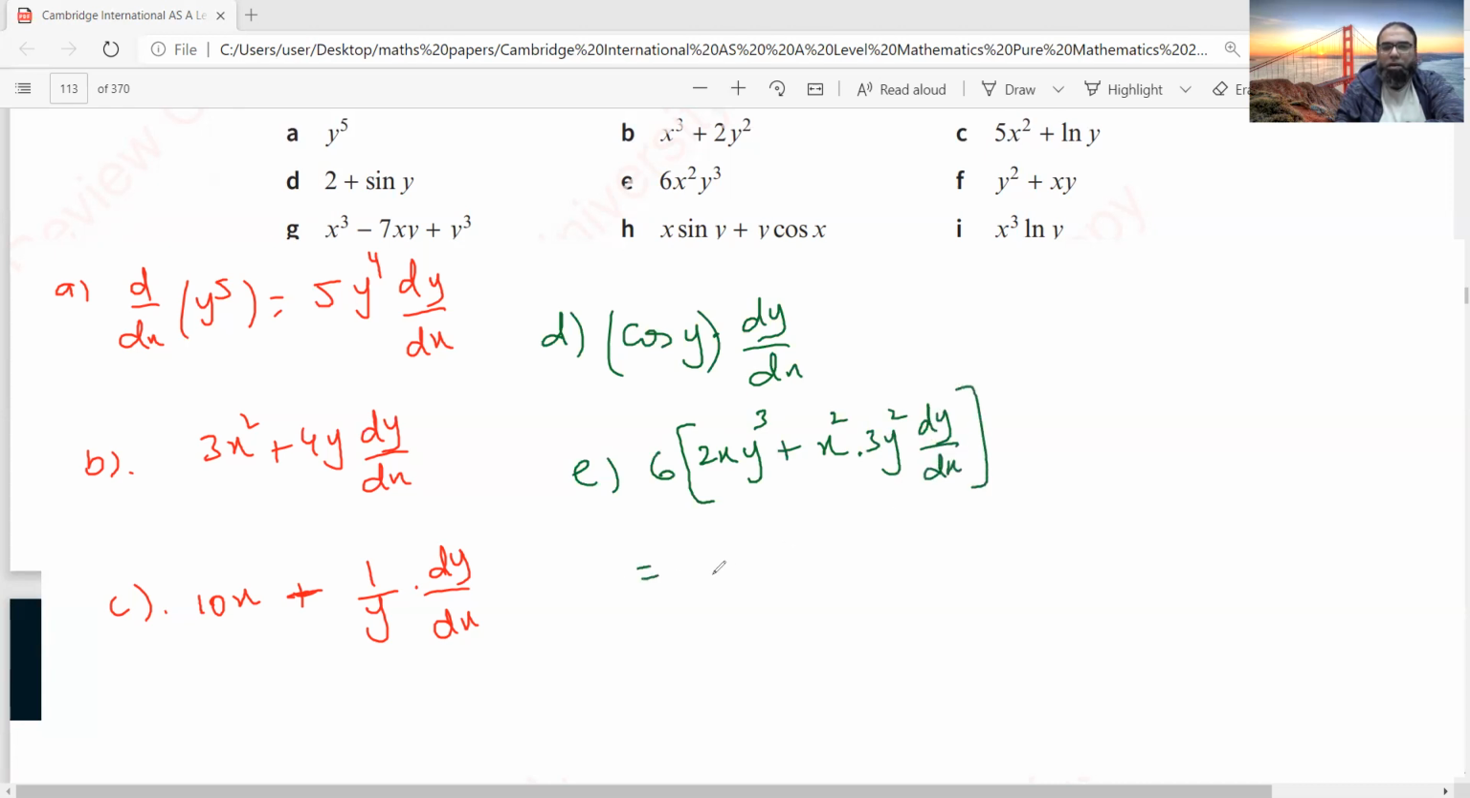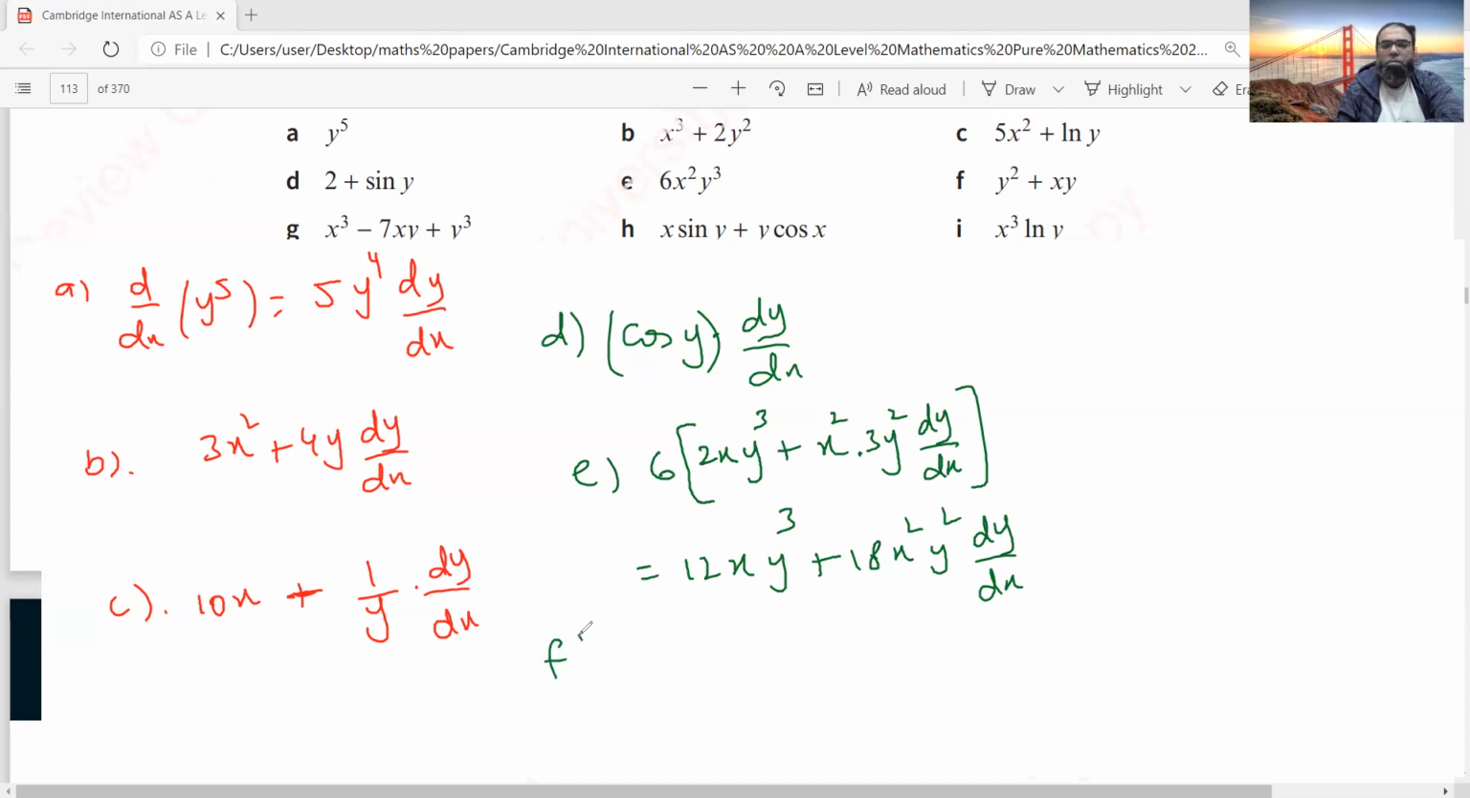And then you can write it as 12xy cube plus 18x squared y squared dy by dx. That is how you do this e part. Now look at this f.